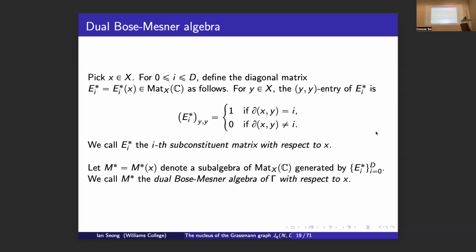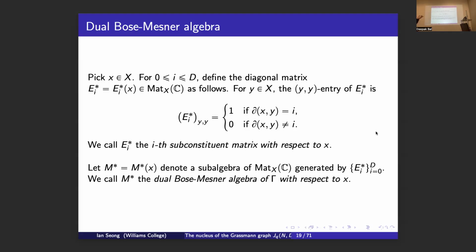Okay, so now that we have a Bose-Mesner algebra, let's talk about the dual of a Bose-Mesner algebra. For the dual Bose-Mesner algebra, we have to pick a certain vertex x. So we pick a vertex x, and then for i between 0 and d, we define the diagonal matrix Ei star, which depends on that picked vertex x, as follows. For a vertex y, the yy entry of Ei star is going to be 1 if the distance between x and y is i, and 0 otherwise.